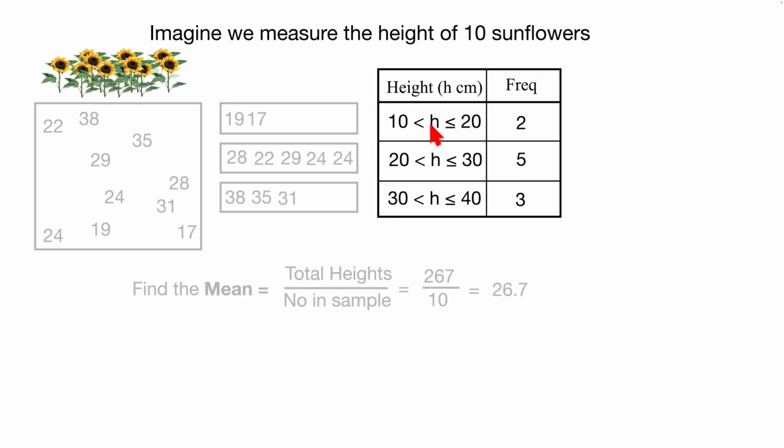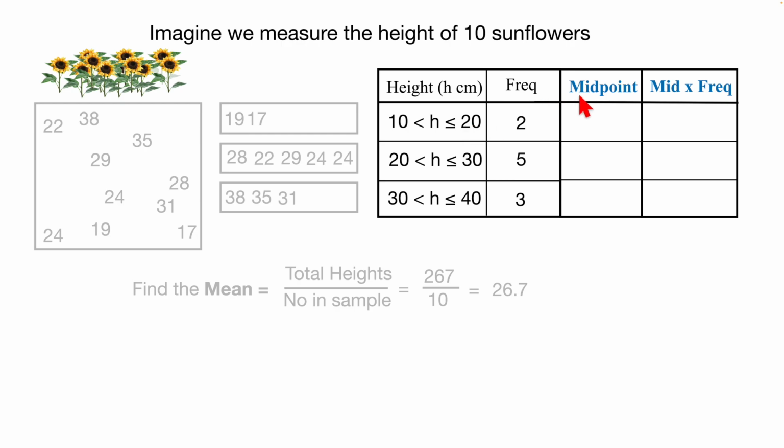We don't know exactly where these two lie between 10 and 20. They might both be 11, but they might be 18. We don't know. That's why we can only make an estimate. But we're going to assume that they lie roughly around the midpoint. That's the best estimate. The midpoint of 10 to 20 is 15, 20 to 30 is 25, and 30 to 40 is 35. So we are assuming that these two are 15.